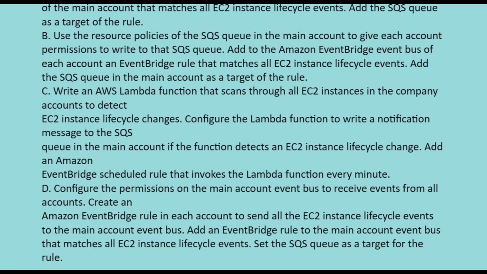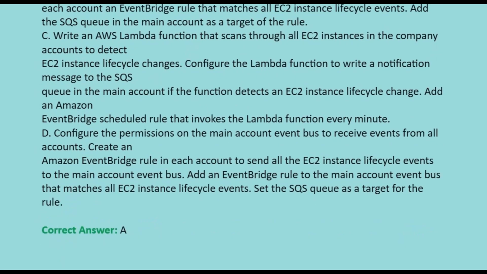Option D. Configure the permissions on the main account event bus to receive events from all accounts. Create an Amazon EventBridge rule in each account to send all the EC2 instance lifecycle events to the main account event bus. Add an EventBridge rule to the main account event bus that matches all EC2 instance lifecycle events. Set the SQS queue as a target of the rule.